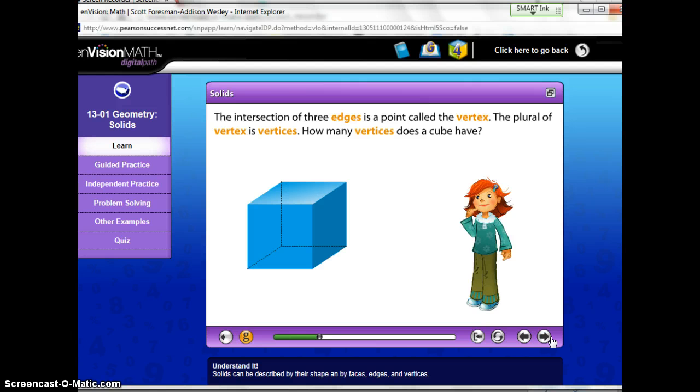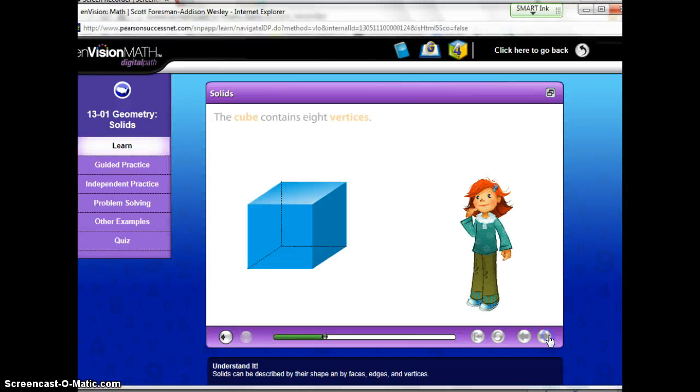Where two edges meet, this right here is called a vertex. Okay? Here's another one. Here's another and another. The plural of vertex is called vertices. So if you hear that word, it just means the same thing. How many vertices do you think a cube has? Dathan? 8 of them. 8 of them.